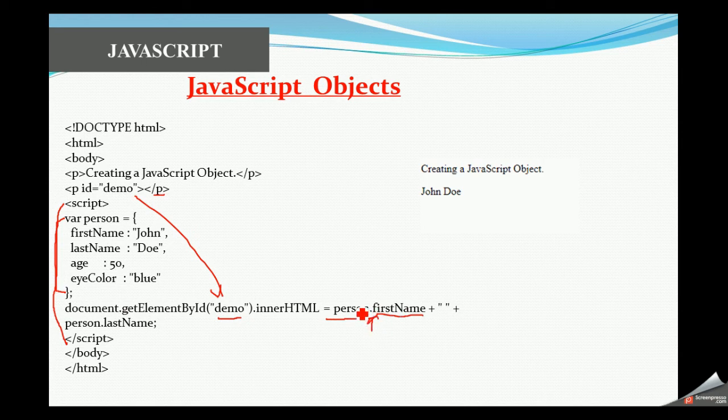So you are writing person. What is person? Person is the variable name, the object name, person.firstName. So what will it be accessing? John, right? Then again you are accessing person.lastName, so it will be accessing Doe. So this is how you can access your JavaScript object. Now the output that you are getting is creating a JavaScript object, and in the second paragraph you are getting John Doe. That means for this paragraph you are getting the output from this JavaScript code.